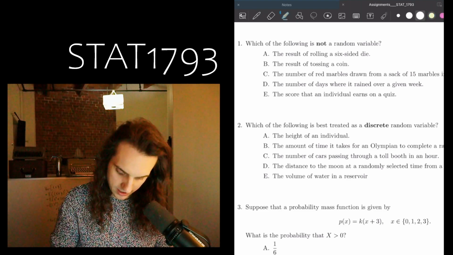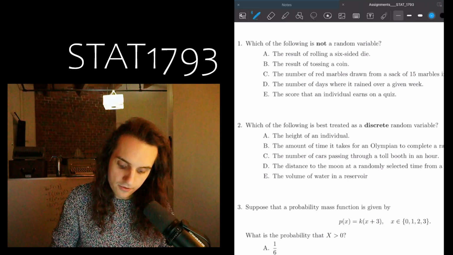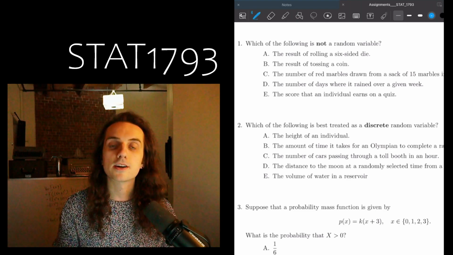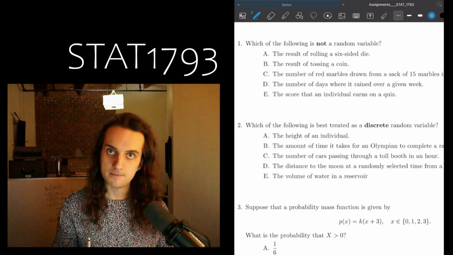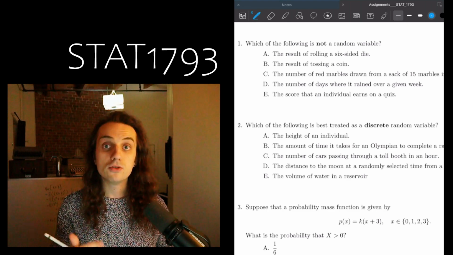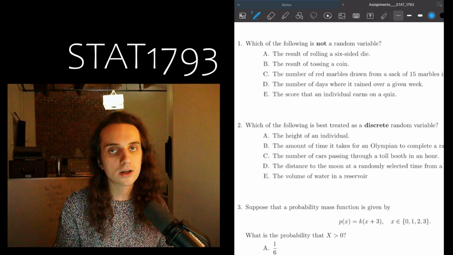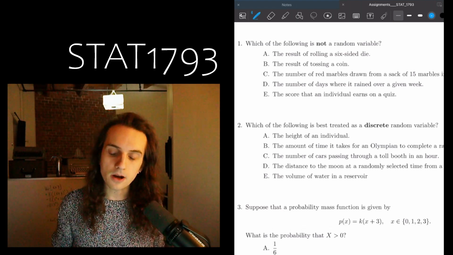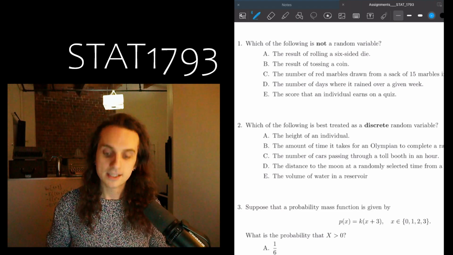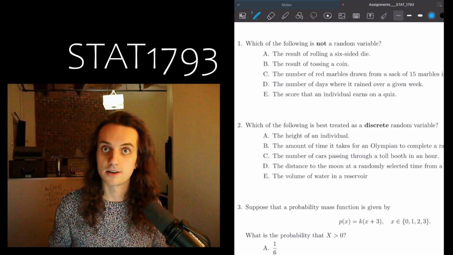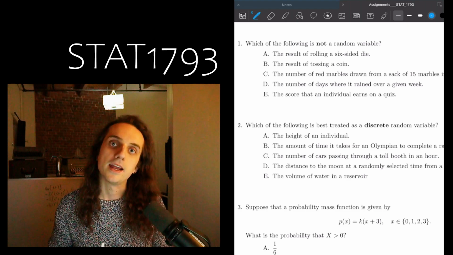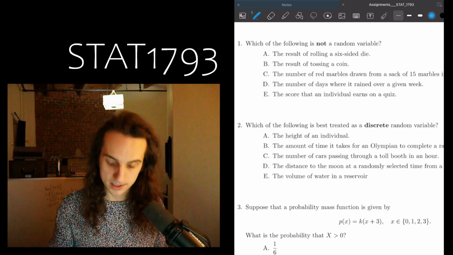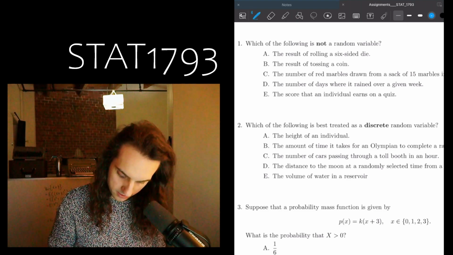So this first question here, it's asking which of the following is not a random variable, right? And so if we remember, a random variable is always going to be a numeric quantity, and it's going to be a numeric quantity whose value depends on the outcome of some experiment, right? And so what we're looking for when we look through these different options is something that's not going to be a random variable. So it's either not going to be a numeric quantity, or it's not going to depend on the outcome of a random experiment, right? So we can go through the different options here.